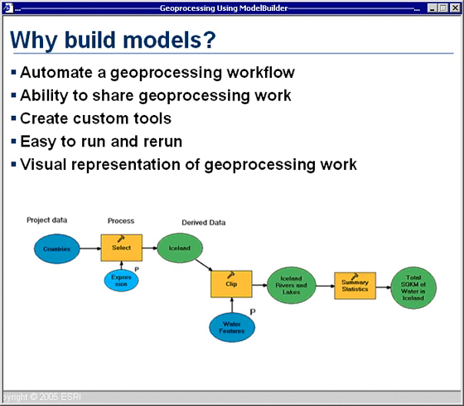So why would I want to build a model? Building a model helps you to manage and automate your geoprocessing workflow. It can help with simple multi-step tasks, such as adding new fields to a feature class and then calculating values for those fields. Models are custom tools that you create. They can be run multiple times, and you can apply different data sets each time you run it. It gives users of your models a clear and concise representation of the geoprocessing work that will take place.